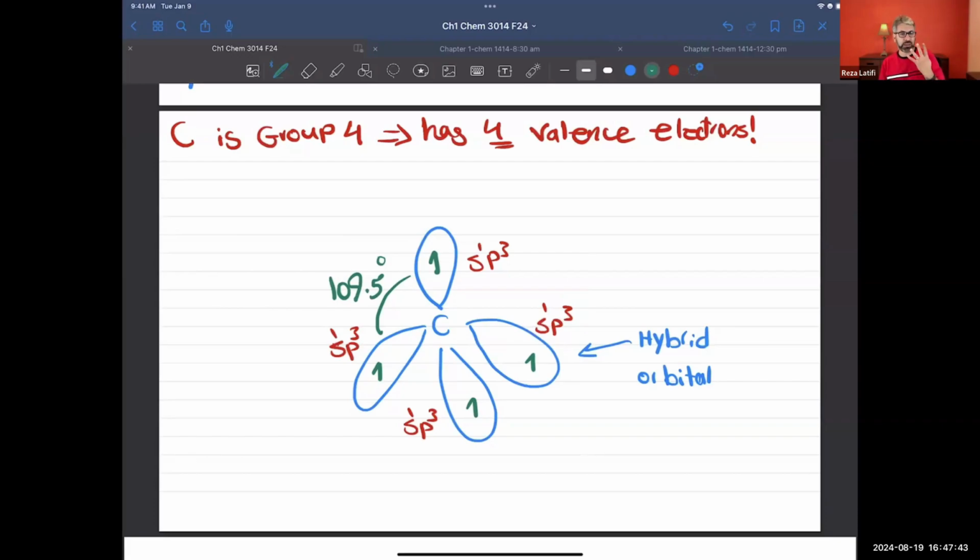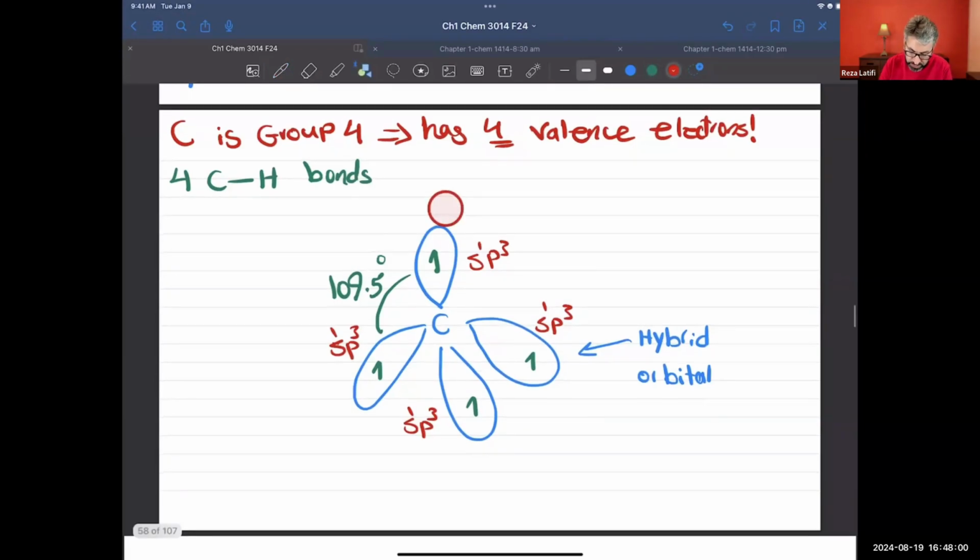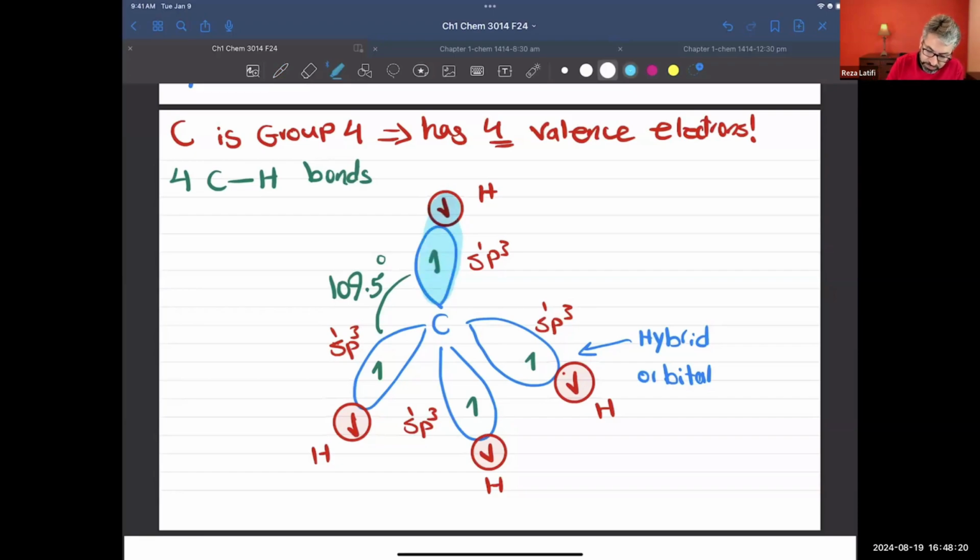Next, I need to answer how can I get 4 identical CH bonds. You have 4 identical hybrid orbitals. Hydrogen is going to reach them from this side. That's hydrogen, and hydrogen is coming with 1 electron that is pointing down. Now you manage to get a new interaction, and that interaction we call sigma. So that's a sigma bond.